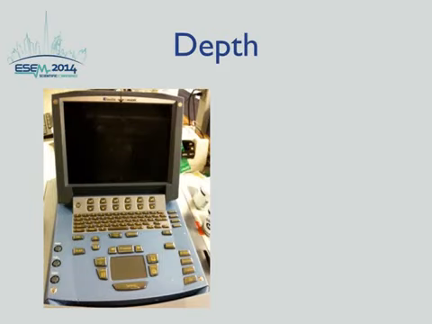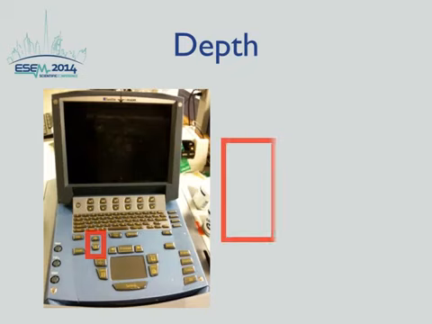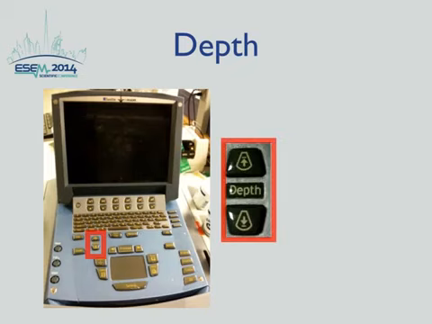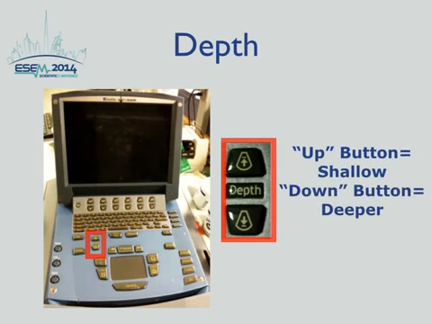The next is the depth button. Adjusting the depth is very important when you want to improve the quality of your image. To find that in this machine, you will find the button labeled depth. If you select the up button, it's going to make the image more shallow, and if you select the lower one, it's going to make the image deeper.